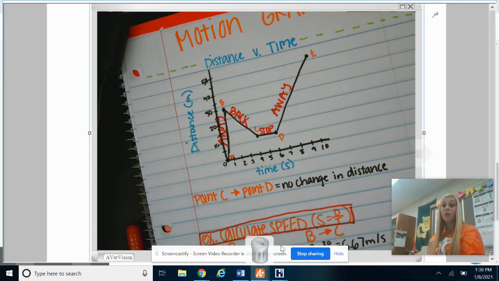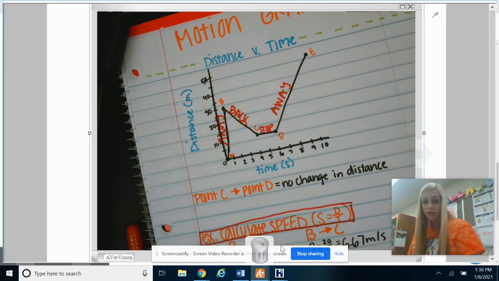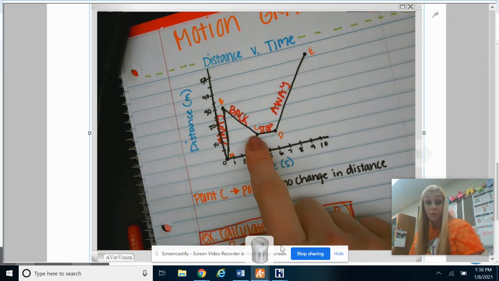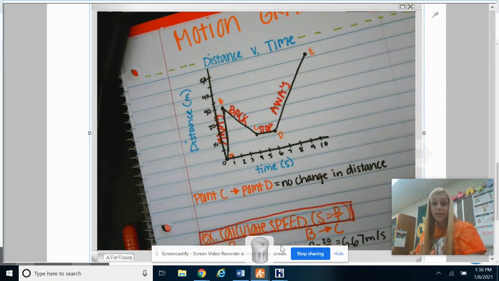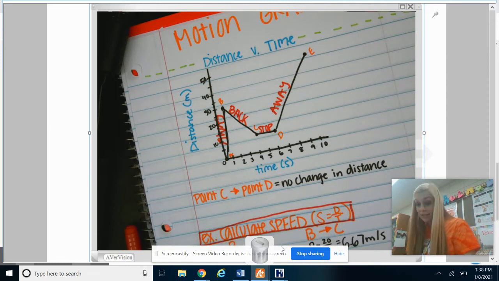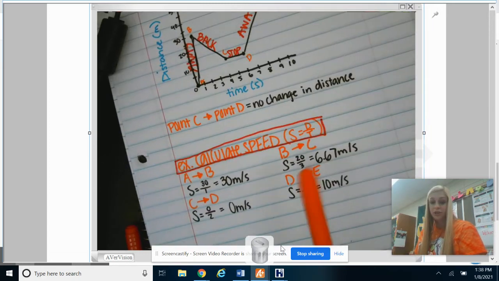Where do we have the greatest speed on this graph? Is it when we run away? Is it when we run back towards the end zone? Or is it when we run away again? Where are we going the fastest? Where do we have the fastest speed? You don't have to guess by looking at the graph. You have your answer down here. You calculated it.